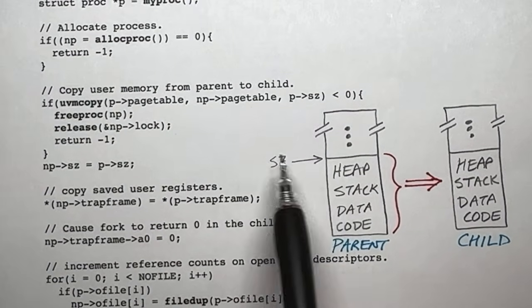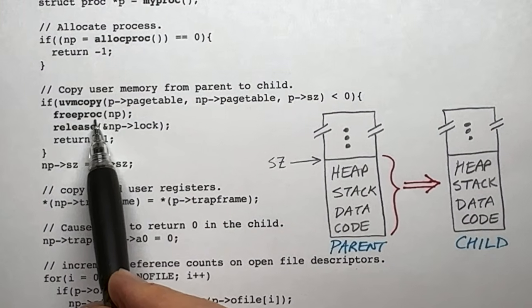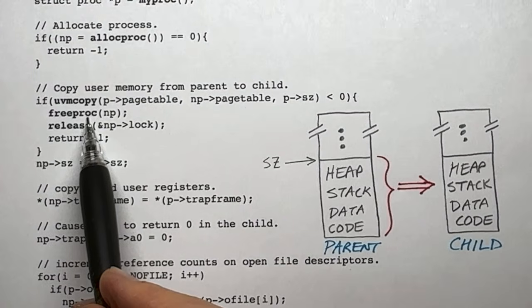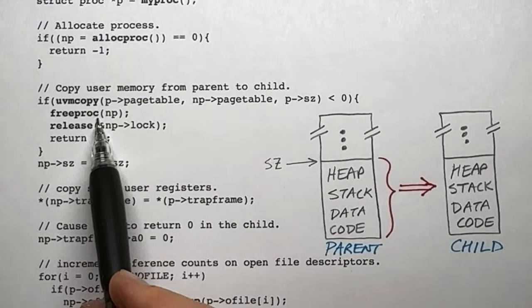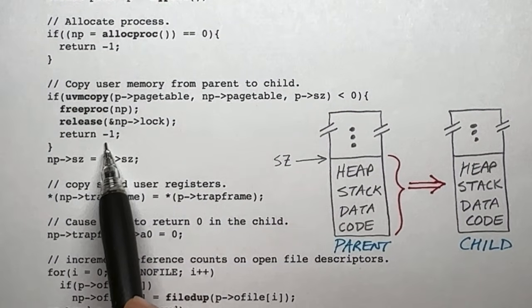If there are any problems, we call freeproc. As I said, freeproc will zero out all fields, return everything to the free memory pool, and change the proc back to unused. Then we release the lock on that structure and return -1. But assuming everything is good, we keep going.